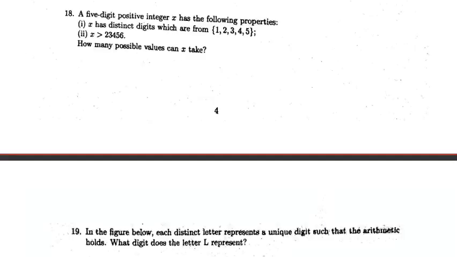SMO 2019 junior section first round problem number 18. A 5-digit positive integer x has the following properties. First condition, x has distinct digits which are from 1, 2, 3, 4, 5. And the second condition is x is greater than 23456. How many possible values can x take?